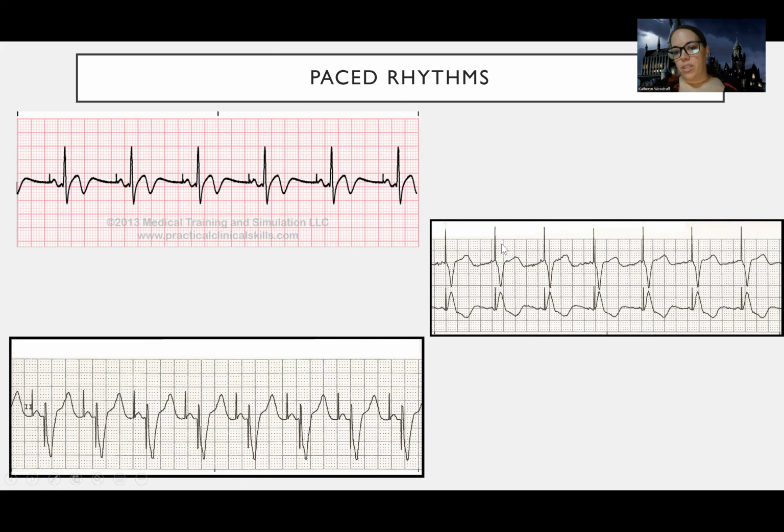So I have this pacer spike, and then I have this QRS, which is showing the bottom of my heart is being paced. I can also pace both chambers. So you see there's a spike before the P wave and a spike for the QRS. So this is an AV paced patient.